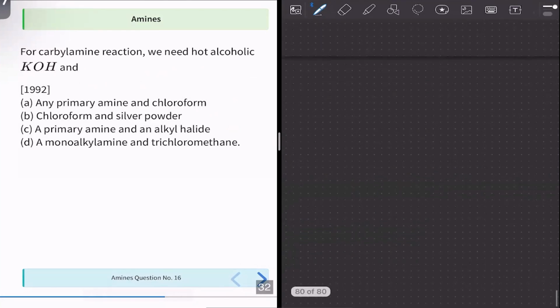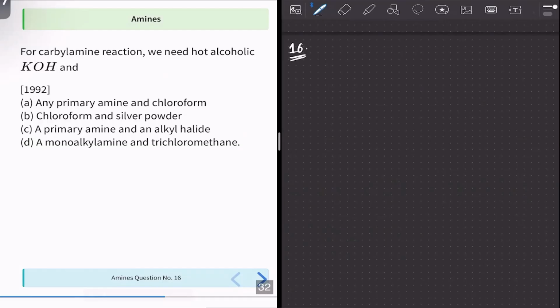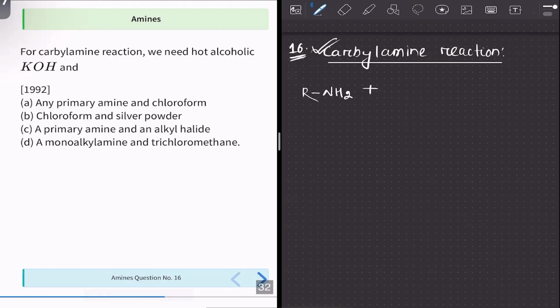So question number 16. For the carbylamine reaction, we need hot alcoholic KOH and what? Okay, let's write the carbylamine reaction. For the carbylamine reaction, we need a primary amine plus chloroform plus alcoholic KOH to produce an isocyanide, or carbylamine, and KCl plus H2O.